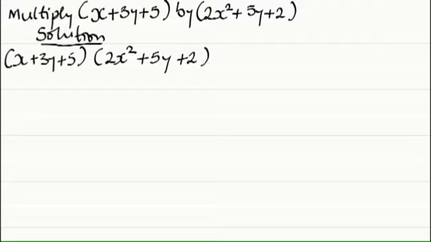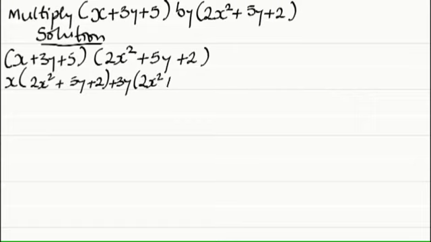Now we have x(2x² + 5y + 2) plus 3y(2x² + 5y + 2) plus 5(2x² + 5y + 2).